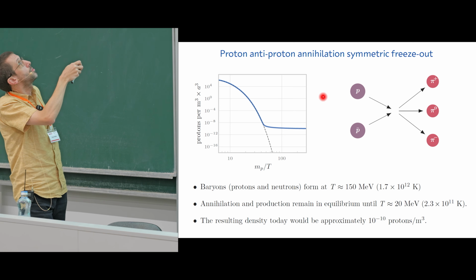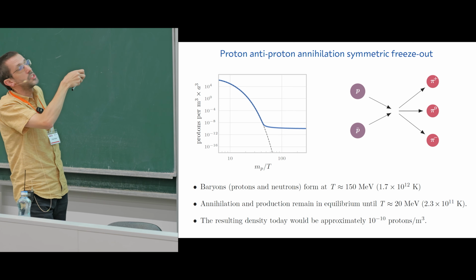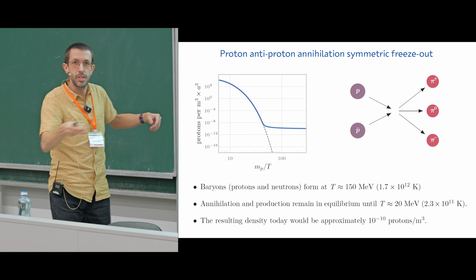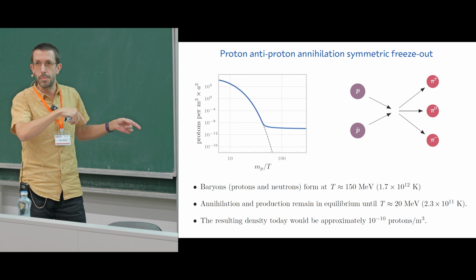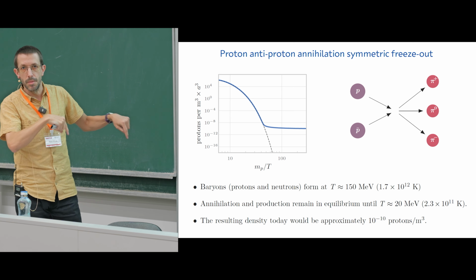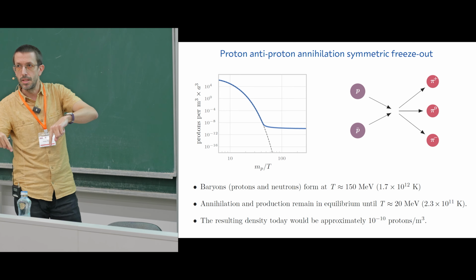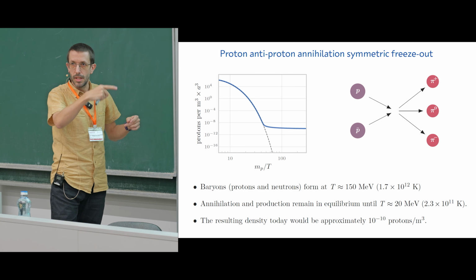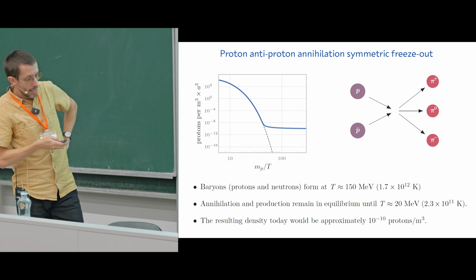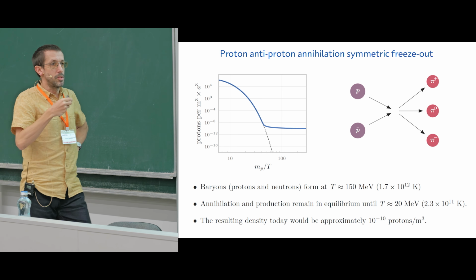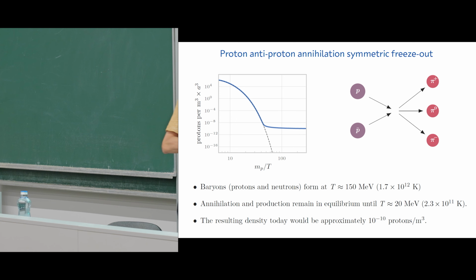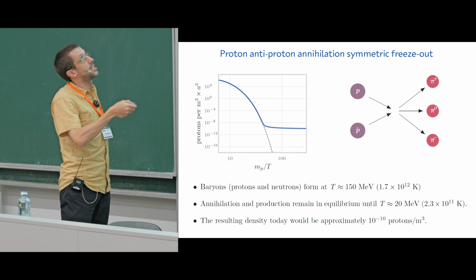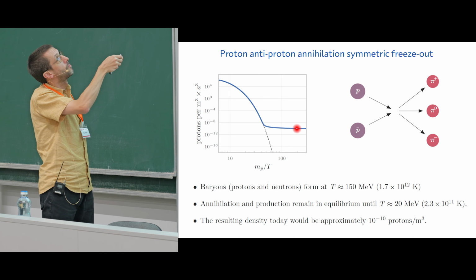Then the proton density will decrease with increasing temperature. Why? Because we do not have enough energy. Pions do not have enough energy to create proton-antiproton pairs, but proton-antiproton pairs can annihilate into pions. So we will lose proton-antiproton pairs. And at some point, the protons and antiprotons will be so diluted in the universe that they cannot hit each other, and their density will freeze out, which is observed here.